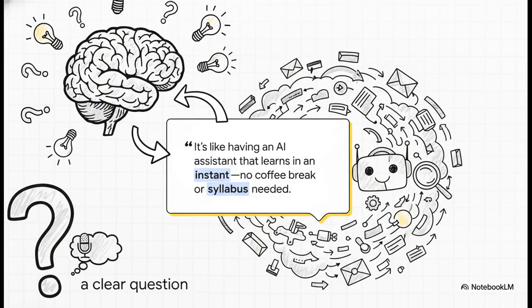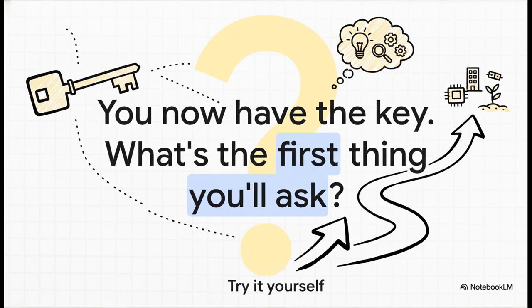You know, this quote really just sums up the whole idea perfectly. It's all about tapping into this massive intelligence that's always on, always ready to go. You don't need a training manual, you don't need a syllabus, you just need a well-formed question. And that's a wrap. We've covered the what, the why, and the how of zero-shot prompting. You basically have the key now to unlock a powerful new way of interacting with AI. The only thing left to do is to go and experiment. So the final question is, now that you have the key, what's the first thing you're going to ask?